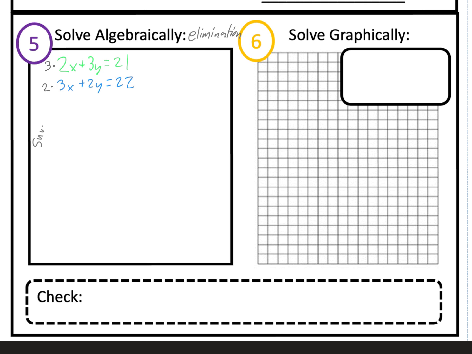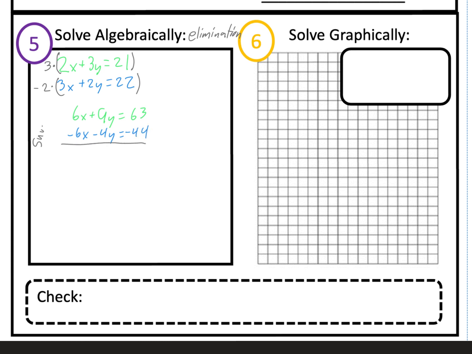But you can't just multiply the number you want. You need to go ahead and multiply the whole equation. And remember how we said we want opposites? So we're not actually multiplying by 2, we're multiplying by -2. Let's go ahead and do that, and our new equations will be 6x plus 9y is equal to 63, and -6x minus 4y is equal to 44.